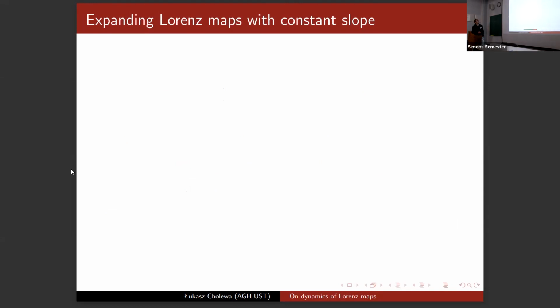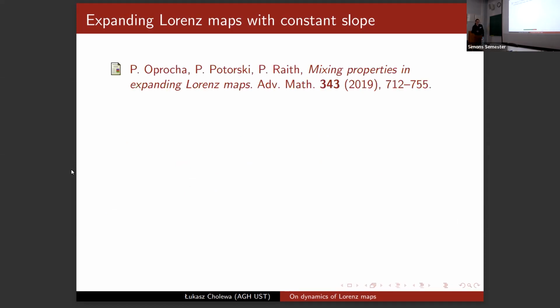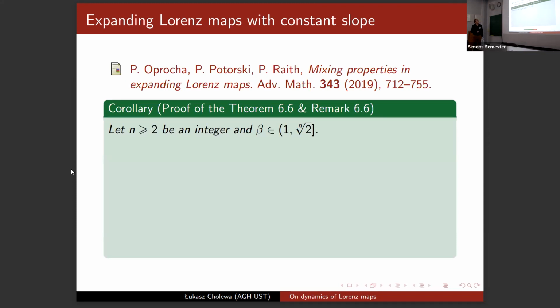And I will use the computations from the paper of Oprocha, Potorsky, and Wright. They described the set of parameters when the beta transformation has an n1 cycle and an n minus 1 cycle, primary, of course.